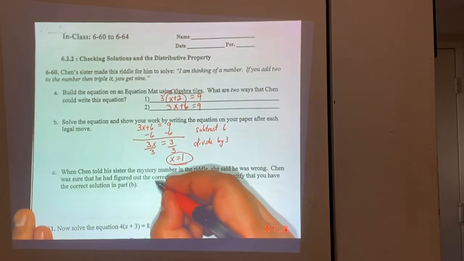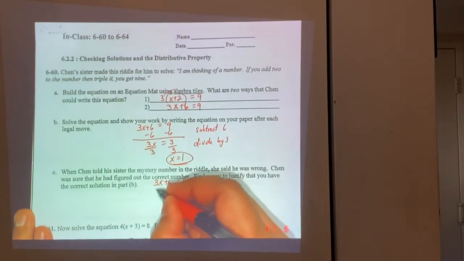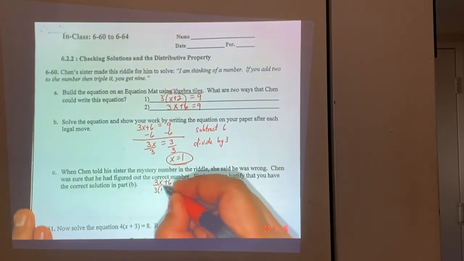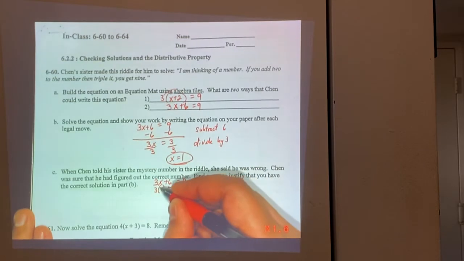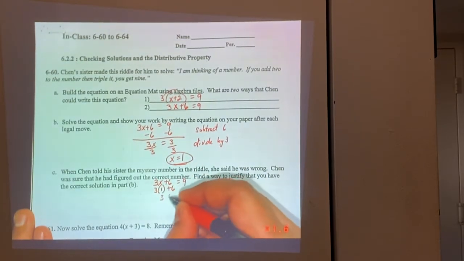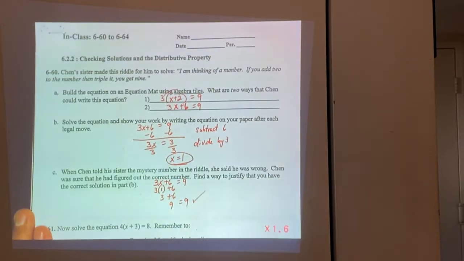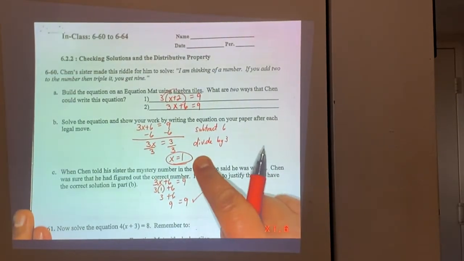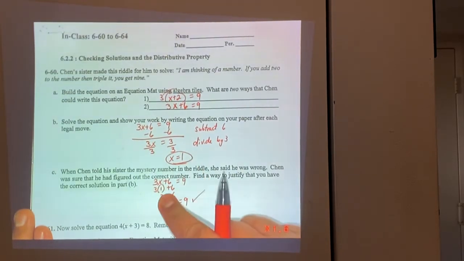So here's my original problem. In place of the x, I will put my solution, which is the 1, plus 6. Okay, so what's 3 times 1? 3, plus 6, that's 9. And then does that equal the other 9? It checks. So once you've solved your equation, you can put what the possible solution is back into the place of the variable and check.